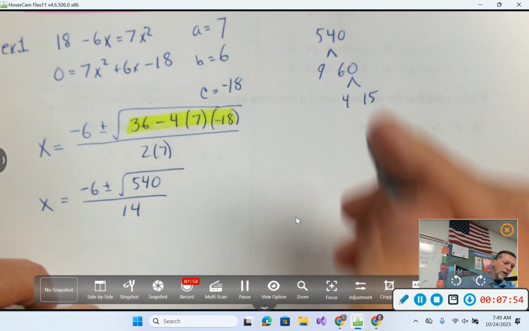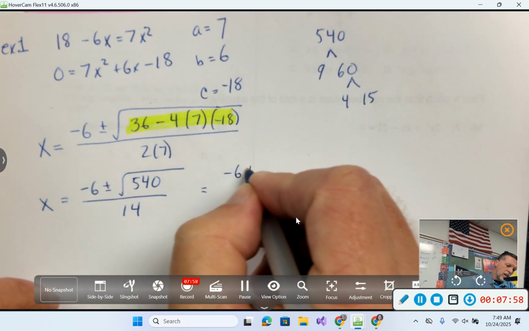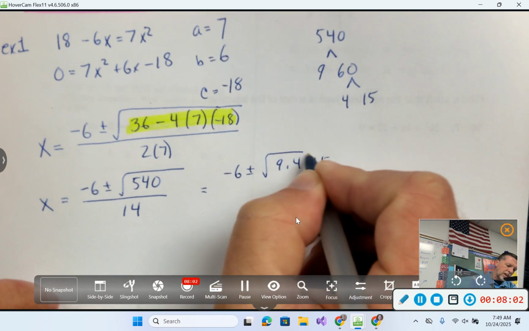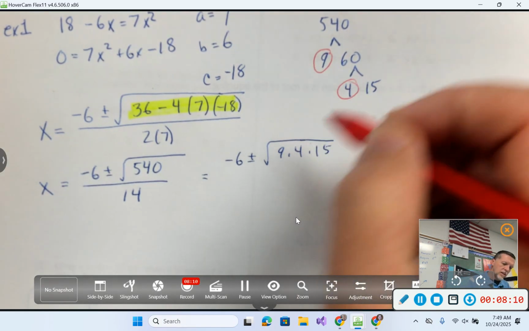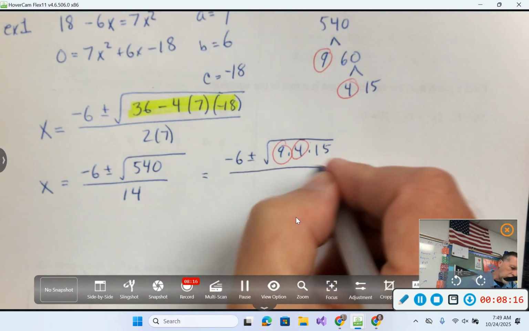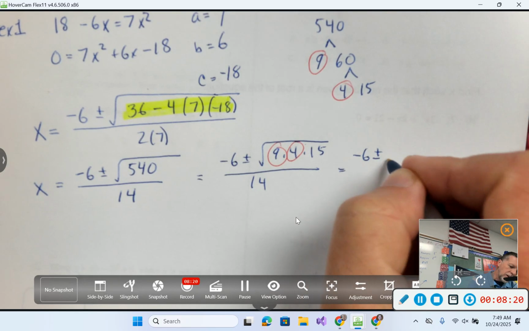So I can rewrite 540 as the square root of 9 times 4 times 15. Why would I choose to split it up that way? Right, I can take out the 4 and the 9 as a 2 and a 3. Oops, all over 14. So negative 6, plus or minus.